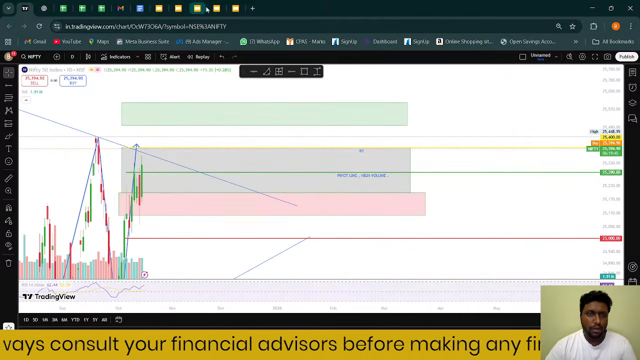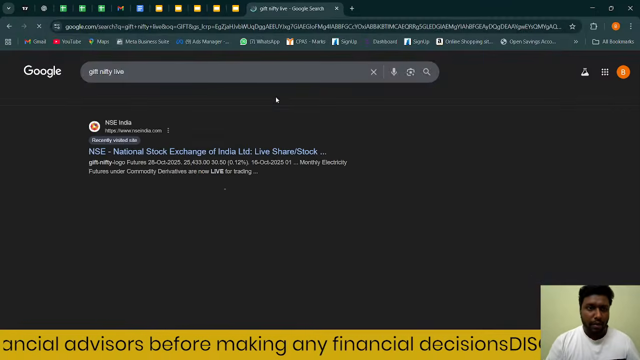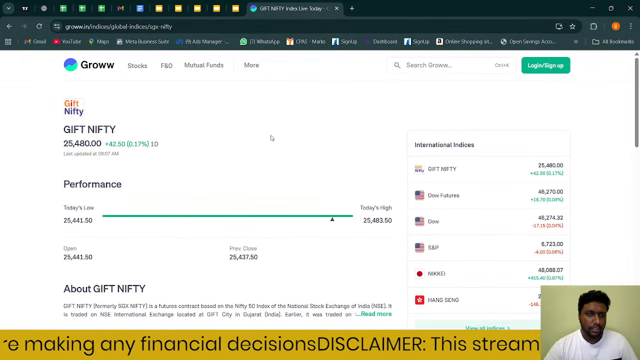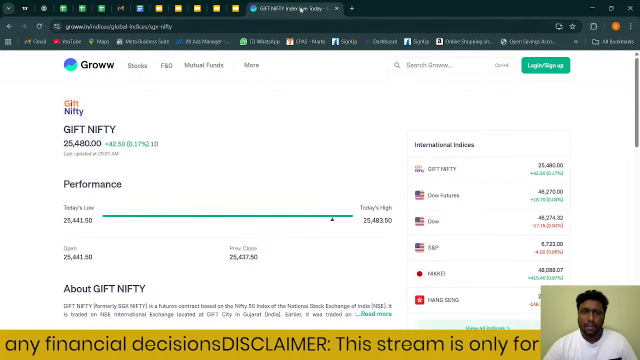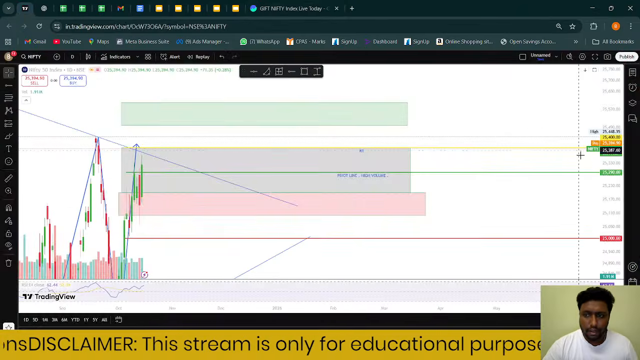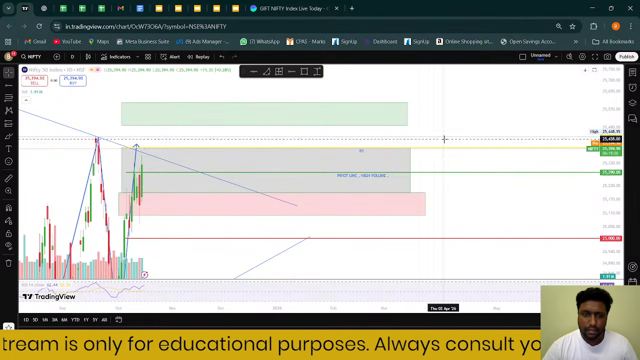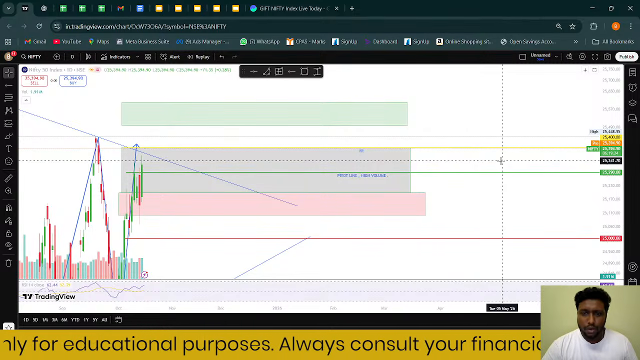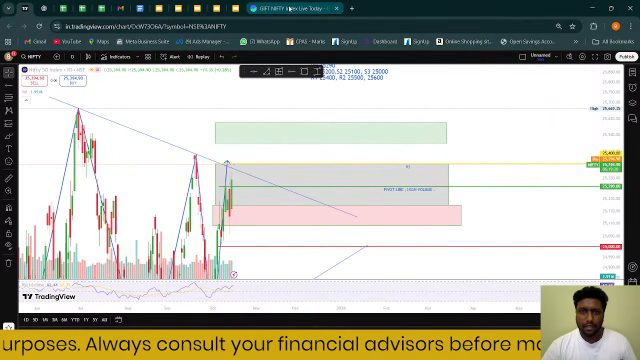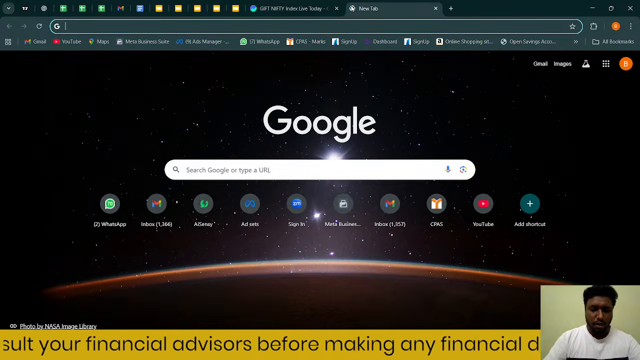So let's have a quick look at our Gift Nifty as well. We have our pre-market opening levels. Gift Nifty is trading 42 points above, and it's going to start at 25,900. It is clearly near our resistance itself, so a bullish validation is being seen. Gift Nifty is trading about 40 points above.